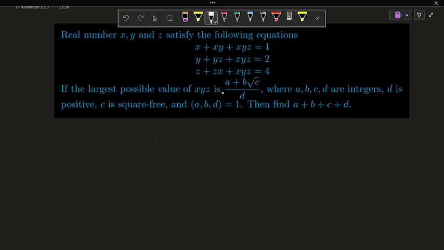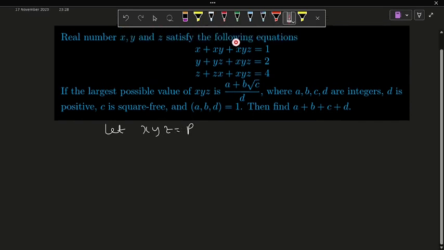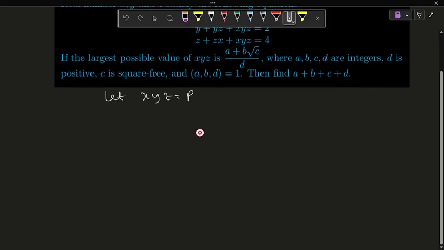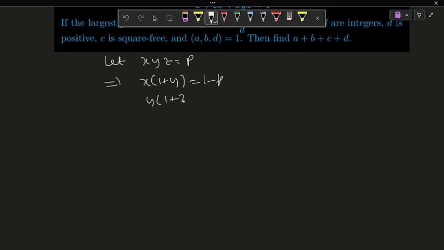So we proceed by first letting xyz as p, because we have xyz common in all these three equations. And also note that we can take something common from all of the three equations. We can take common x from the first equation, a y common from the second equation, and a z common from the third equation. So after doing all this and taking p to the RHS, we have x into 1 plus y is equal to 1 minus p, y into 1 plus z is equal to 2 minus p, and z into 1 plus x is equal to 4 minus p.